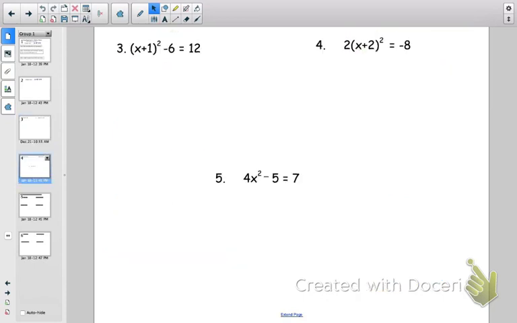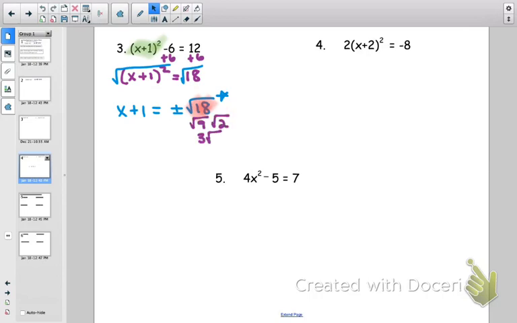So if we look at example number 3, again, start always by isolating what's being squared, so we're going to need to add 6 to both sides. When we take the square root of both sides, we don't get a nice perfect square. However, we know how to simplify the square root of 18. We are going to split it up into the biggest perfect square and the other factor. That's going to be 9 and 2.